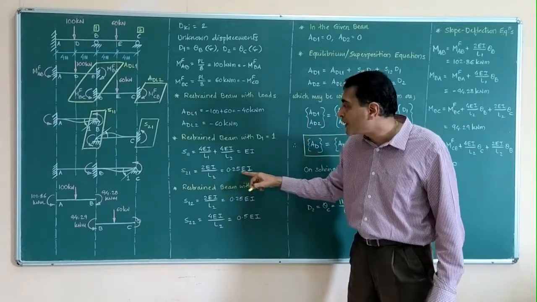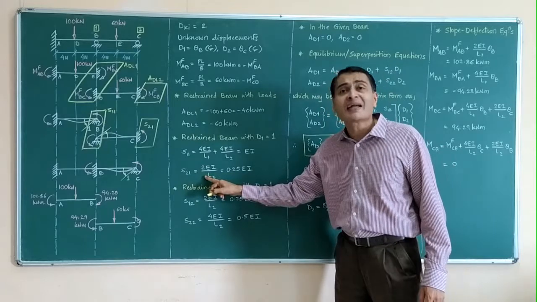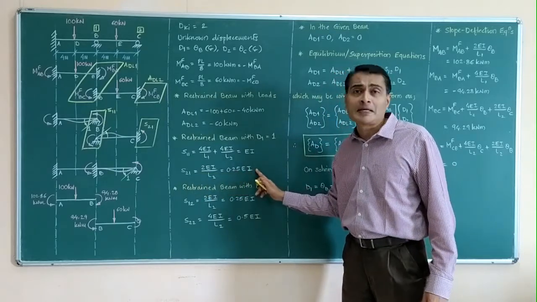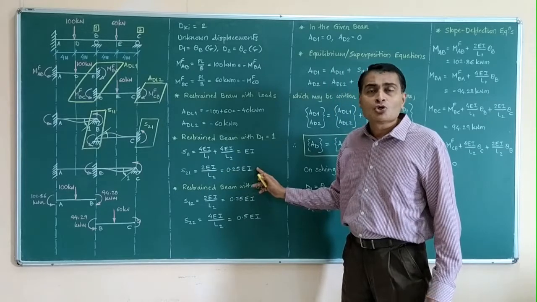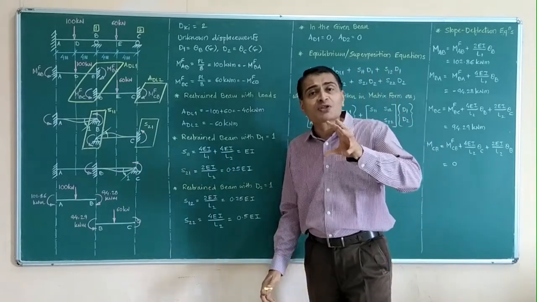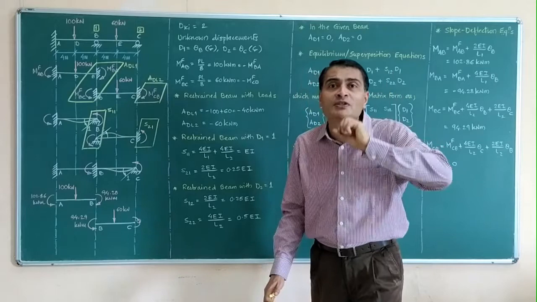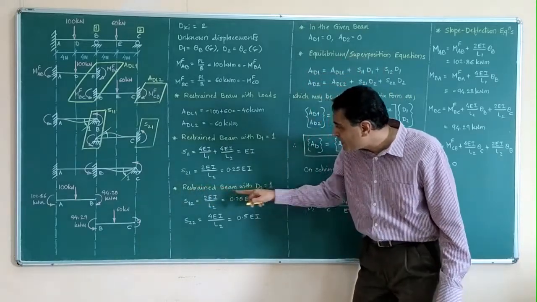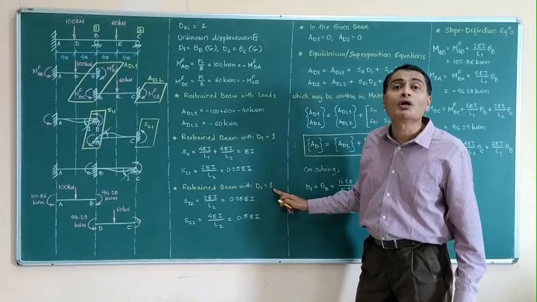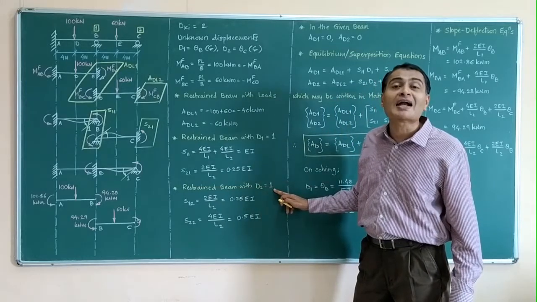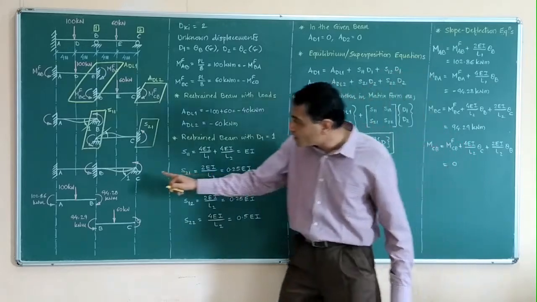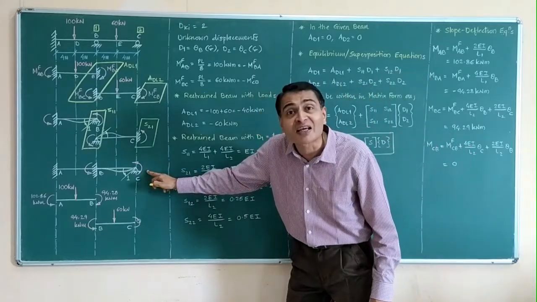That is equal to 0.25, because it will be 2 by 8, that is 1 by 4, that is 0.25 EI. So that is unit rotation given at node 1. And now we think of the restrained beam with D2 equal to 1, meaning unit rotation given at node 2. D2 equal to 1. So that is what I have shown in the next diagram.